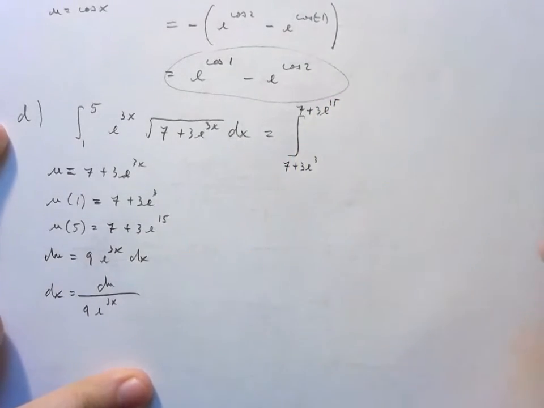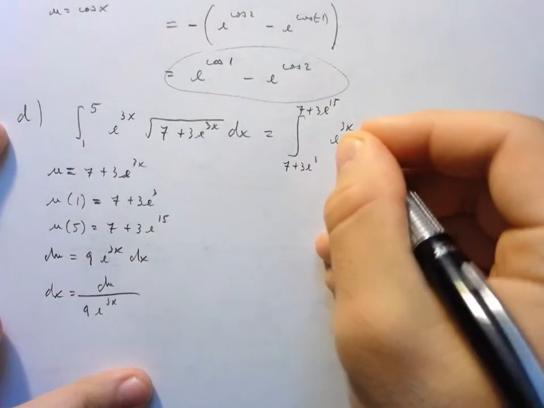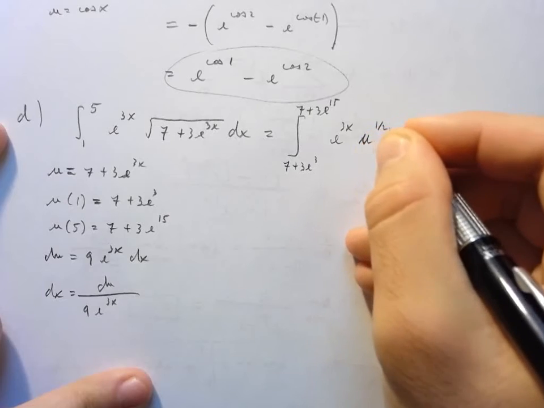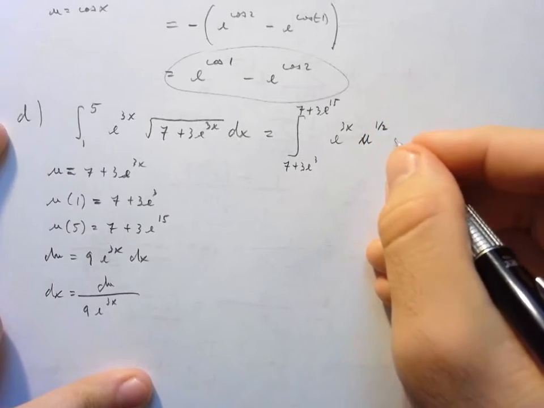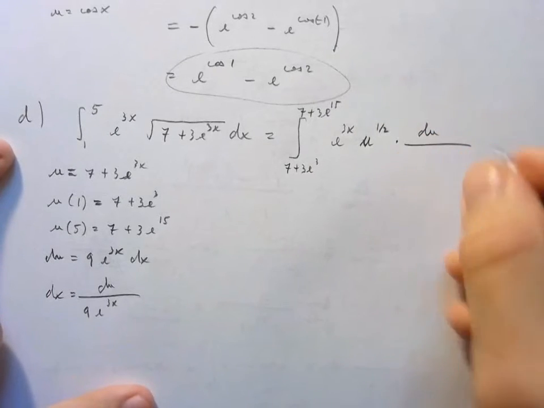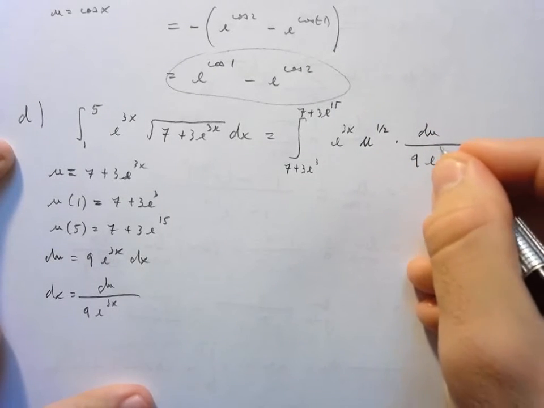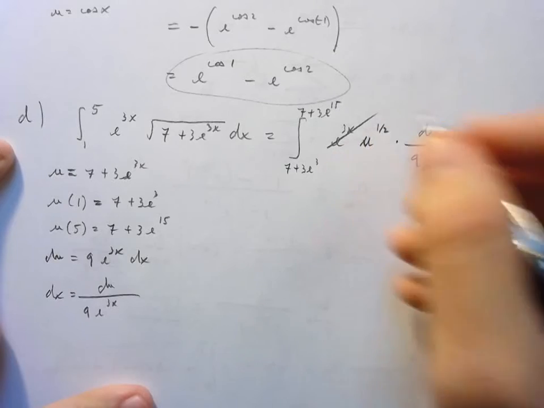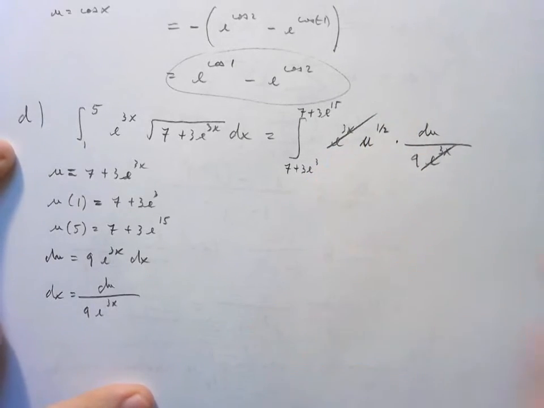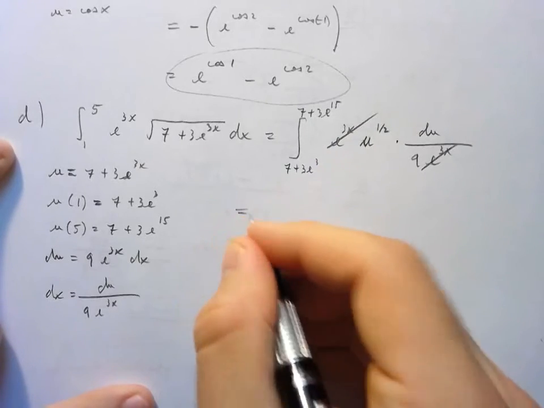And I'm integrating, well, I have e to the 3x here, square root of u, so I'll just write it as u to the 1/2, times the dx becomes this expression down here, so du divided by 9e to the 3x, and notice that everything that was in terms of x cancels, so I'm left with just an integral in terms of u, which I can very easily solve, right?